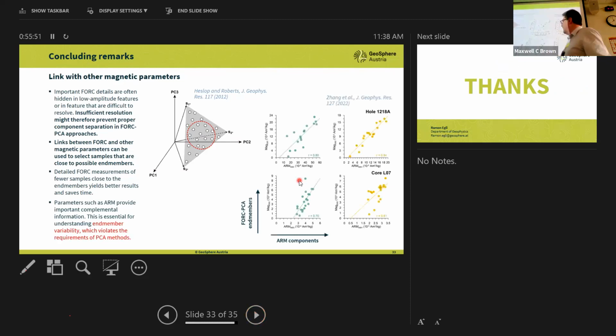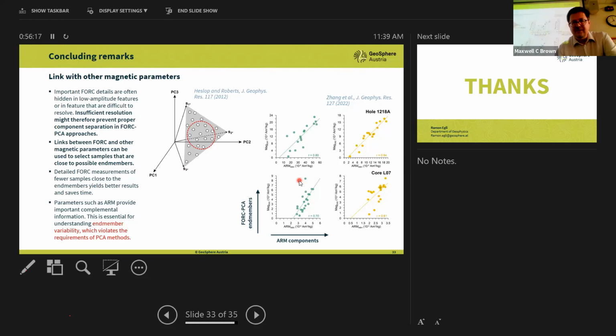And finally, one thing: there are other types of magnetization which are not captured by FORC diagrams. For instance, ARM, anhysteretic remanent magnetization, as the name says, no hysteresis. So unfortunately, ARM has kind of fallen out of use these days, not used too much, but I think it's a very good complement to FORC measurements.